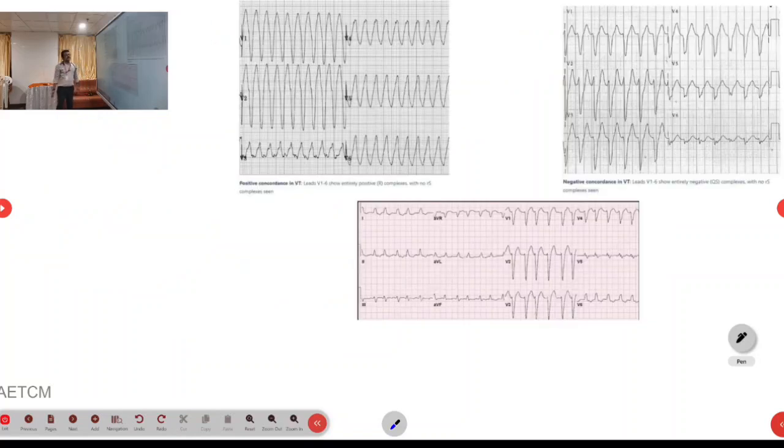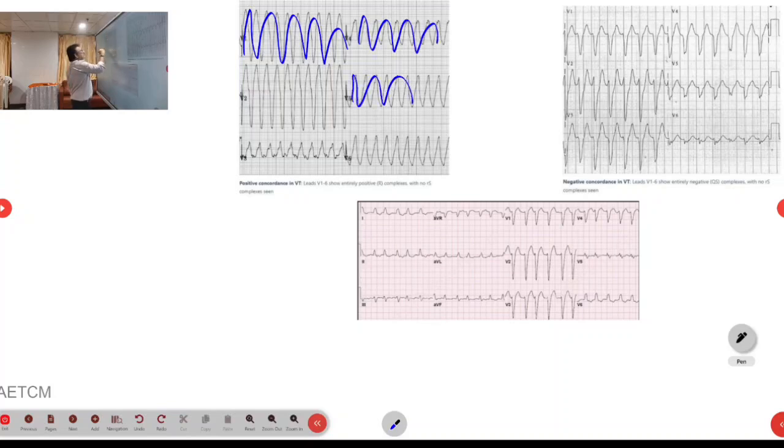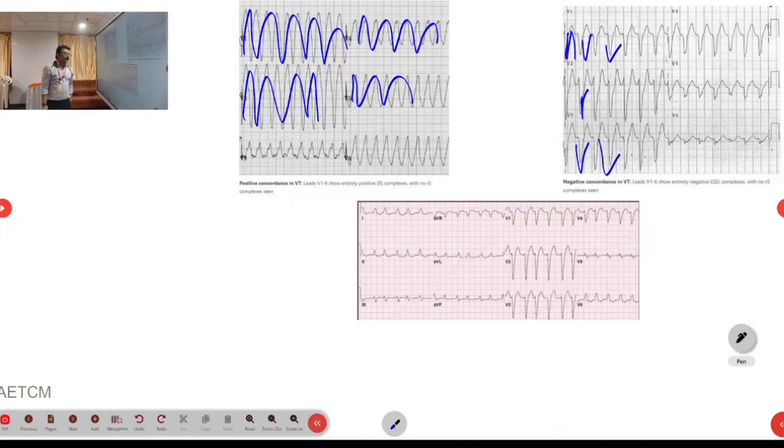Now, positive concordance: V1 to V6, everything is positive. All the complexes are positive. Only the size is varying, it never crosses to the lower part. Predominantly it is positive. Whereas negative concordance, everything is negative. All the complexes are negative. It is not completely negative, but predominantly negative.